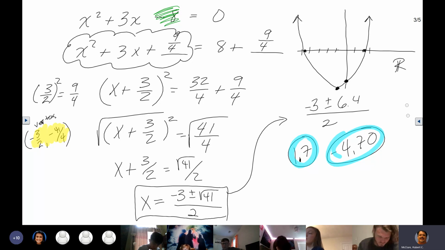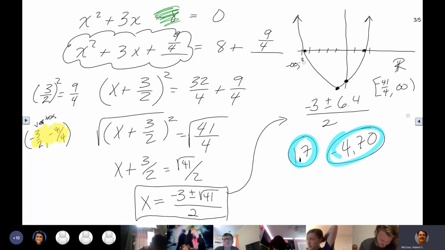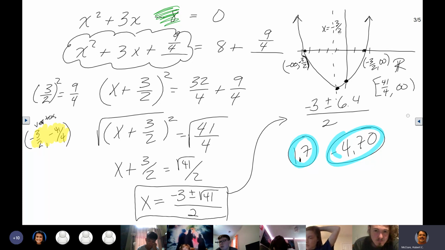All real numbers is your domain. Range is from -41/4 to infinity. Decreasing from -infinity to -3/2. Increasing from -3/2 to infinity. Line of symmetry is x is equal to -3/2. And that's about a number 3.